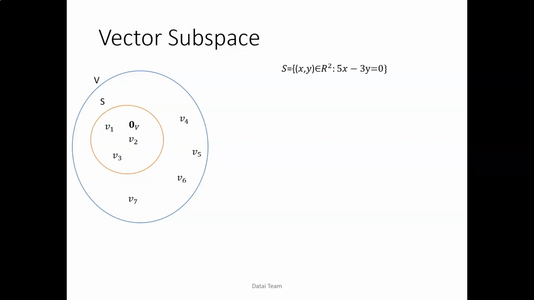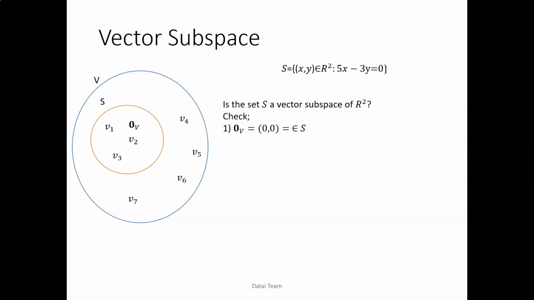For example, let's look at the equation on the right. We have that 5x minus 3y is equal to 0, and the x and y are real numbers. And we have the smaller set here with the 0 vector, v1, v2, v3. You can think of the 0 vector as the algebraic 0. If you add a vector to the 0 vector, you get your original vector. And if you do the product of a vector with 0, you get 0. Now let's look at our vector space to see if it is defined or not.